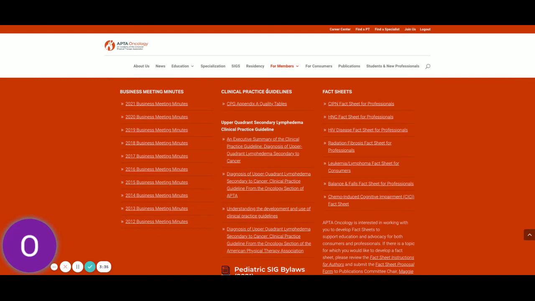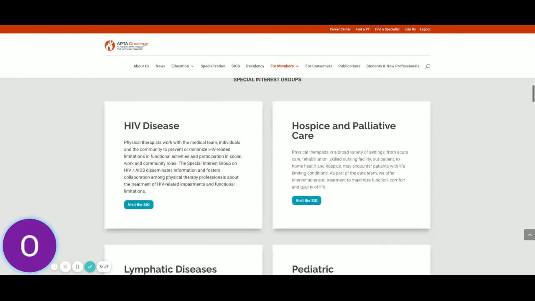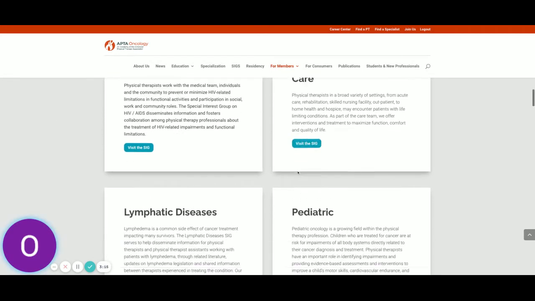Another thing that I find very useful for my in-services are these clinical practice guidelines, and we've actually got quite a few. And we are coming out with more. It does take quite a bit of time, but we do have some really good ones here, particularly about upper quadrant lymphedema. Now, if you scroll down, you can see here are the special interest groups, but I'm going to keep going.